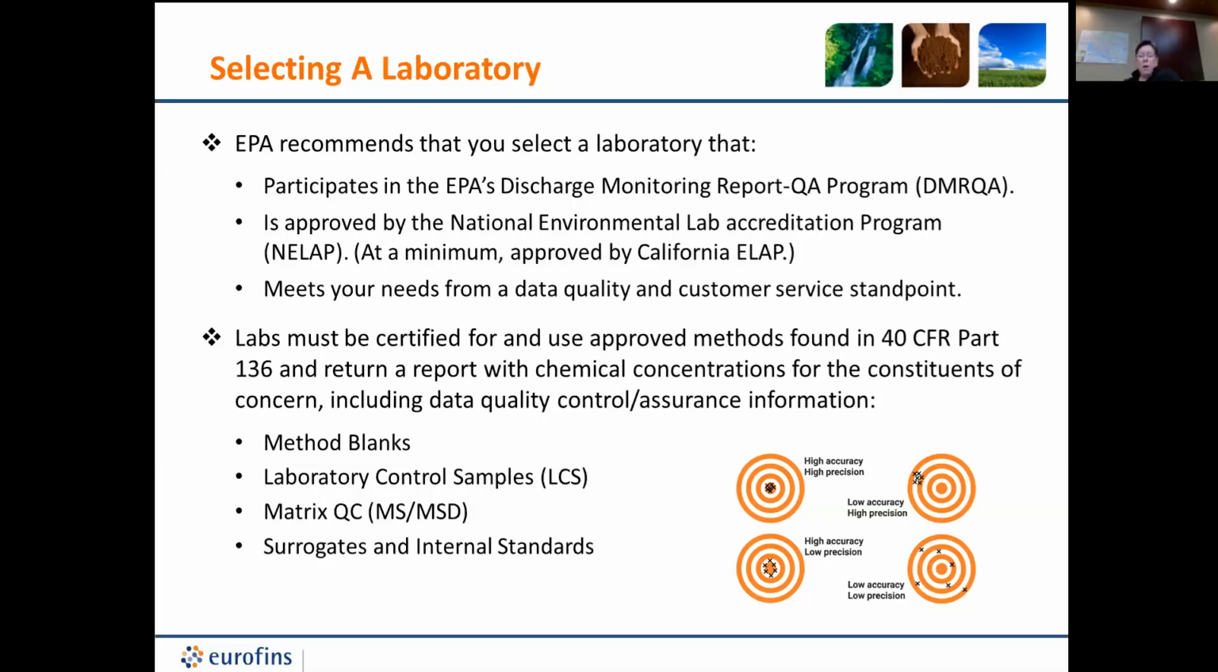You know, if you're not happy or they're not getting what you need, it may be time to make a change. The other thing to keep in mind is labs have got to be certified for and use approved methods that are actually found in 40 CFR Part 136. They've got to be able to generate an analytical report that gives you chemical concentrations for the constituents that you're looking for. And there has to be backup data that goes with that from a quality assurance standpoint. Things like method blanks and lab control samples, some kind of matrix QC has got to go with that. That's how we know the lab is in control in generating what we call data of known quality. So that's an important aspect.